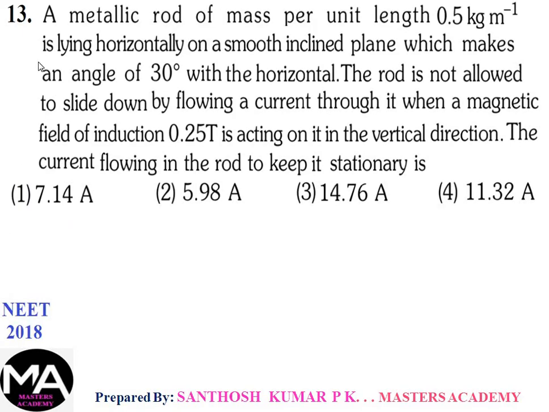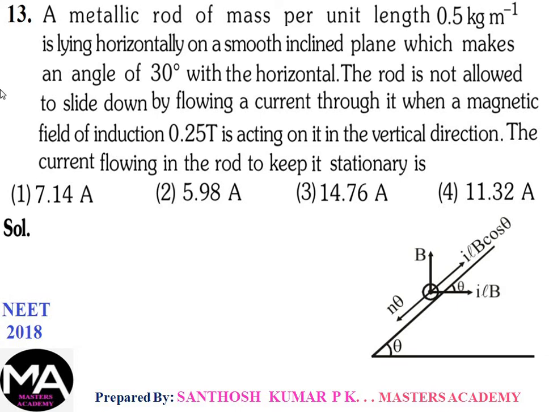Next problem. A metallic rod of mass per unit length 0.5 kg per meter is lying horizontally on a smooth inclined plane which makes an angle of 30 degree with the horizontal. The rod is not allowed to slide down by flowing a current through it when a magnetic field of induction 0.25 Tesla is acting on it in the vertical direction. The current flowing in the rod to keep it stationary is, it is from NEET 2018.